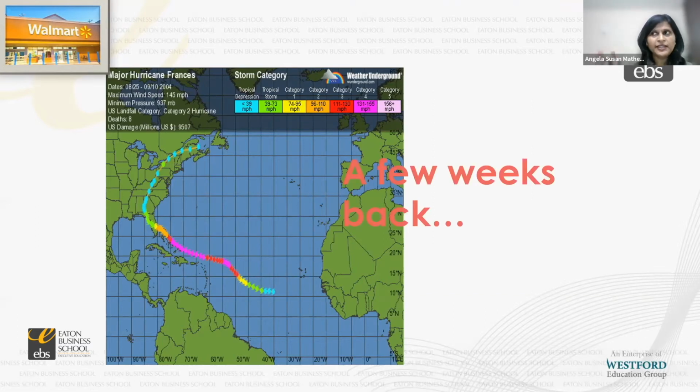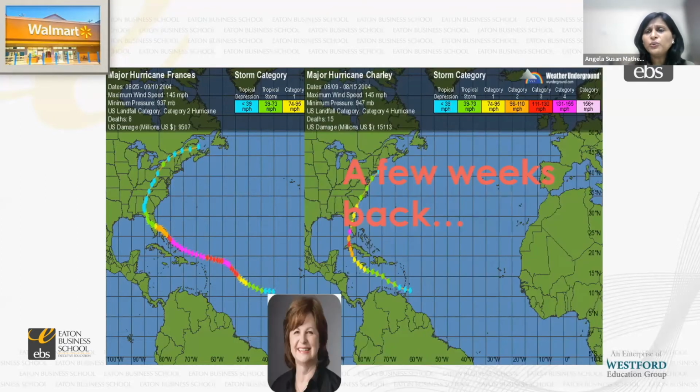Immediately as this warning comes, she tells her team, and just imagine Walmart, all right? They've got huge customer data. Hundreds and thousands of customers buying from their different stores each week. She tells her team, look at what people bought when there was a similar event. They looked back and found that just a few weeks back, there was another hurricane which had hit the eastern coast of America. Hurricane Charlie had hit just a few weeks back.